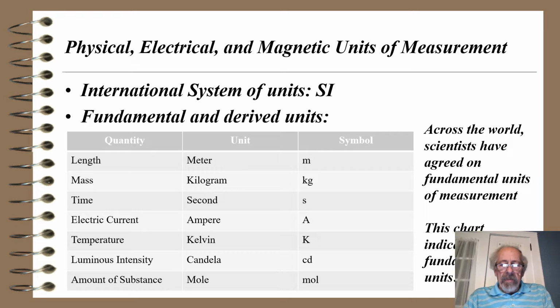Over the course of time, the various scientists around the world have agreed on fundamental units of measurement. So here we see some physical, electrical, and magnetic units of measurement in this chart. They're called the International System of Units, or SI for short, and there are fundamental and derived units. So the fundamental units are length, which is a meter, with a symbol of small m, mass, kilogram, with a symbol of small kg, time in seconds with a symbol of a small s. Electrical current is a fundamental unit, and it's ampere and capital A.